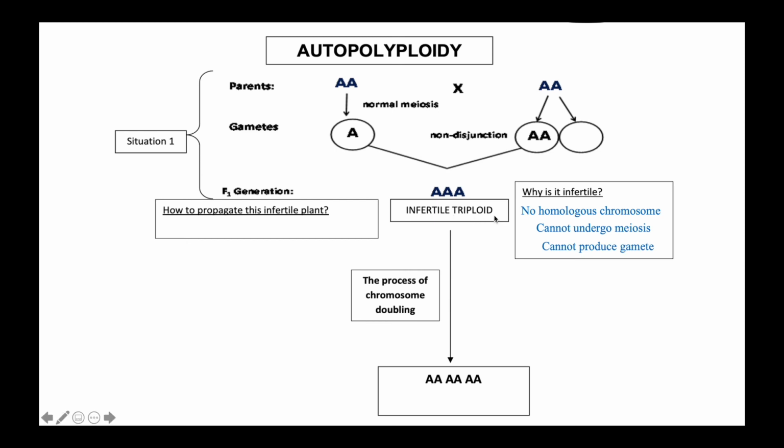If the triploid individual carries beneficial traits, in order to propagate this infertile plant, asexual reproduction or vegetative propagation can be done to it. The process of chromosome doubling on the infertile triploid individual will result in the production of a fertile hexaploid individual. As a rule of thumb, if the ploidy level is a multiple of 2, the individual will be fertile. This is due to the presence of homologous chromosomes.